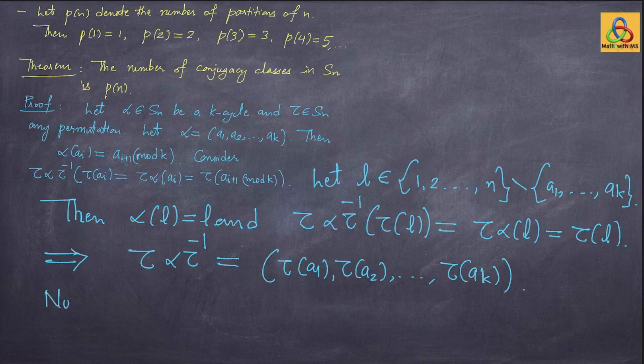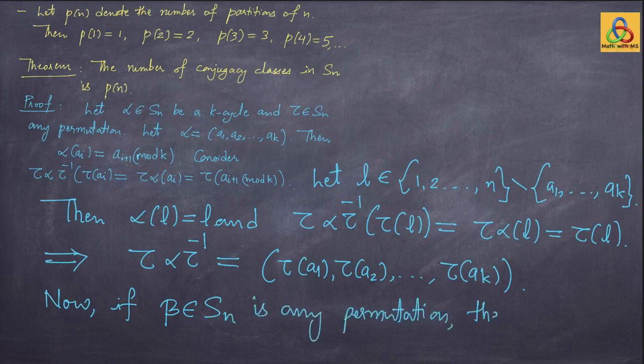Now if beta belongs to S n, if beta is any permutation in S n, then we know that each permutation can be written as a product of disjoint cycles.